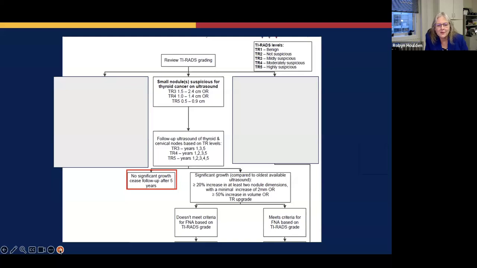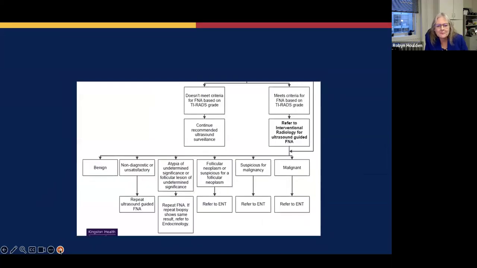And then the next slide, if they show signs of growth, we're going to have to keep the follow-up going a little bit longer. And if they finally meet the criteria for biopsy, we're going to have to biopsy. Okay, and then the next slide is, there's a high-risk category just before this. Maybe just go one more slide.